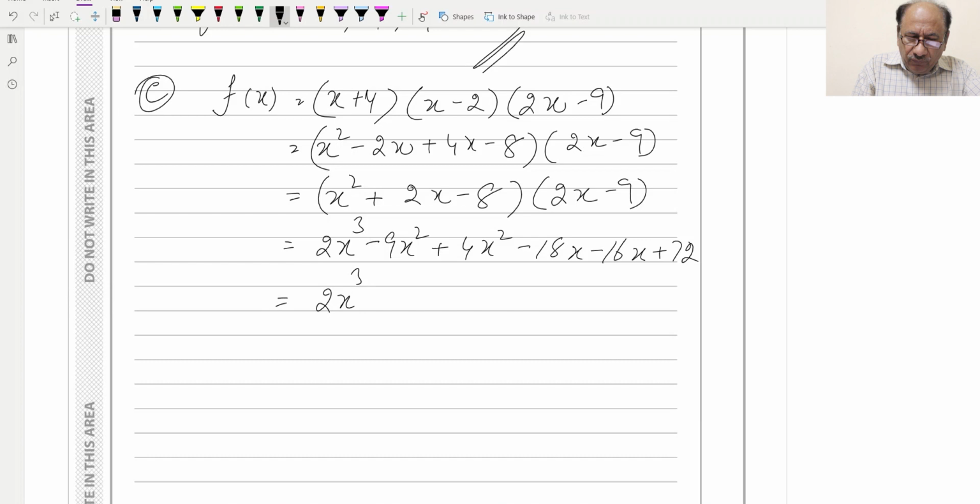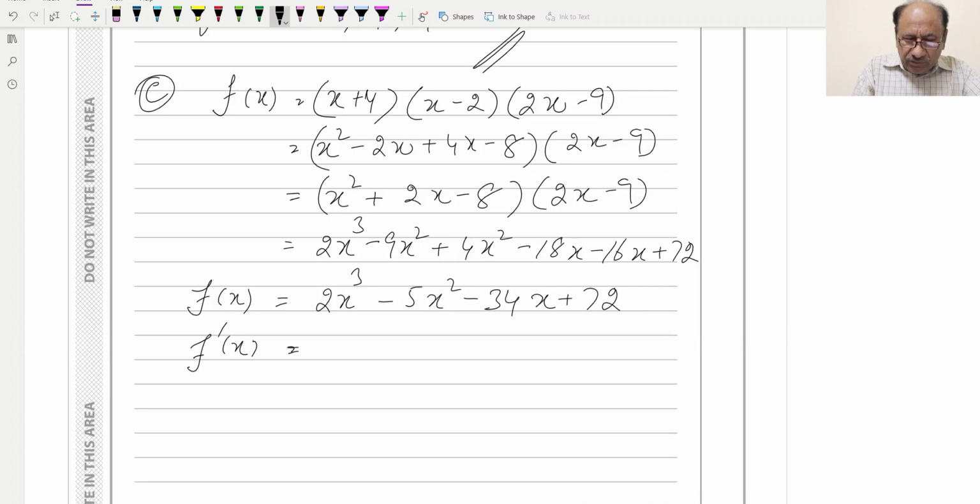Cube term is only 1, and square we can write minus 5x squared, and 16 plus 16 will be 32, so 32 plus 2 will be 34, so minus 34x and plus 72. Further we can write, now this is our f of x and we need to find f dash of x. Now we can take the derivative.